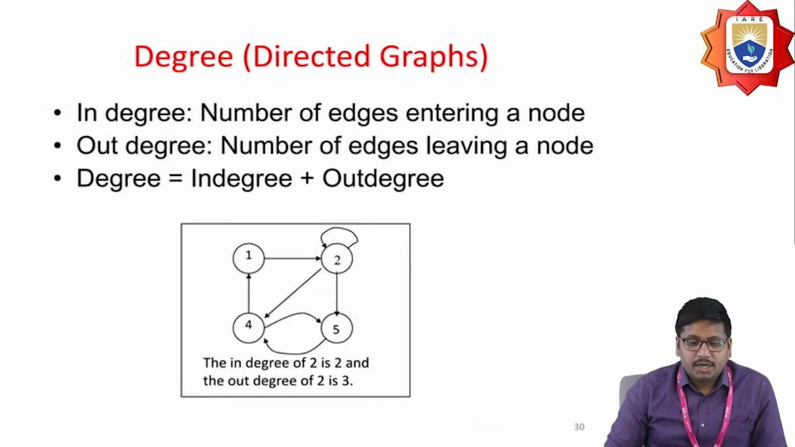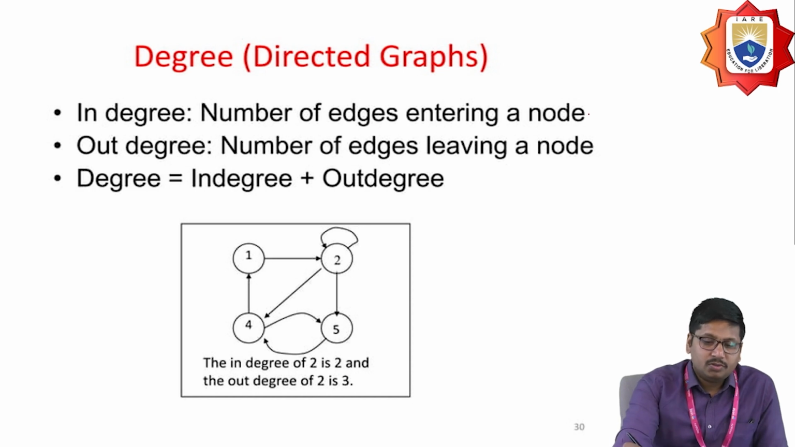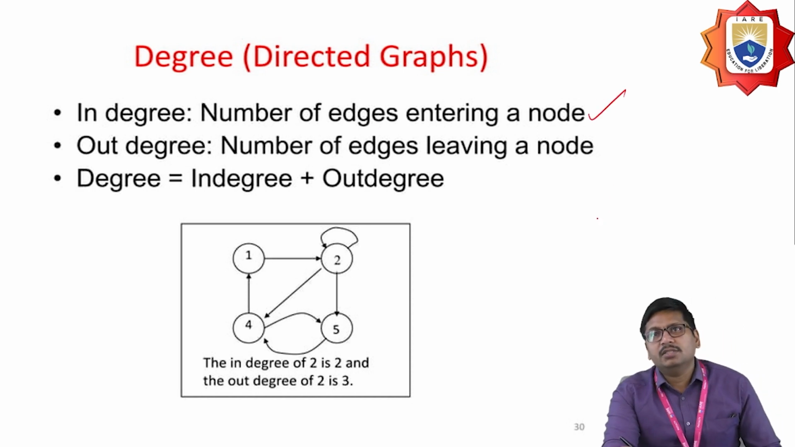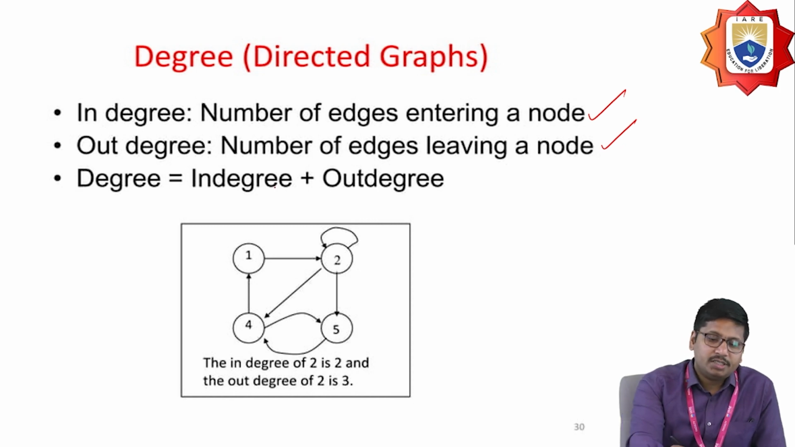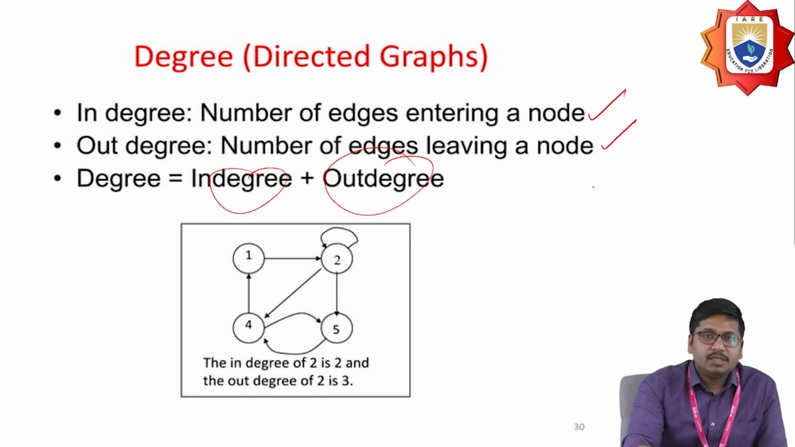So degree in case of a directed graph, just now what I said. In degree means the number of edges entering a node, and out degree is nothing but the number of edges leaving a node. So the overall degree is in degree plus out degree.